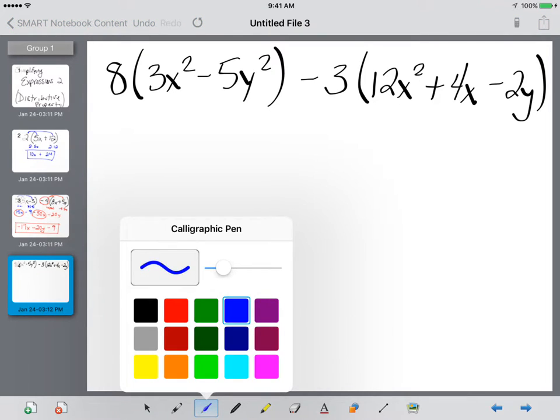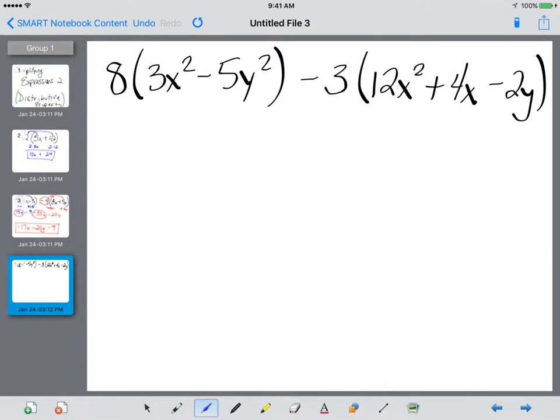All right. Again, there's a little more going on here. So we're going to take this 8, distribute it to both terms. So we're left with 24x to the second power minus 8 times negative 5, that's where I get the negative sign from, would be negative 40y squared.